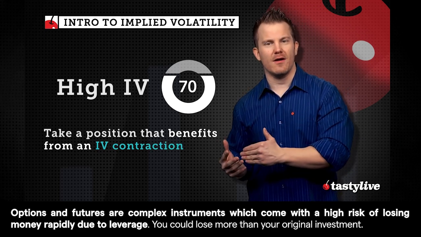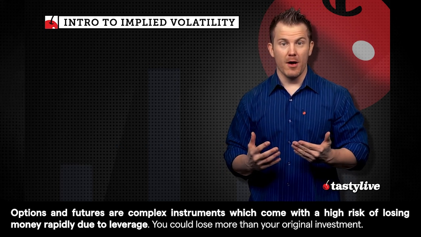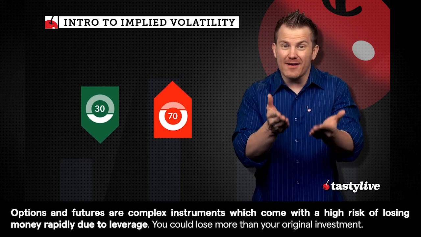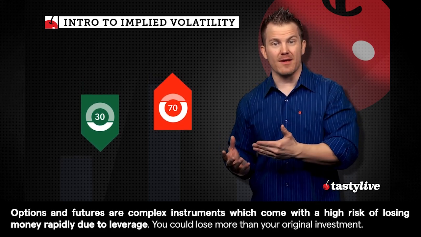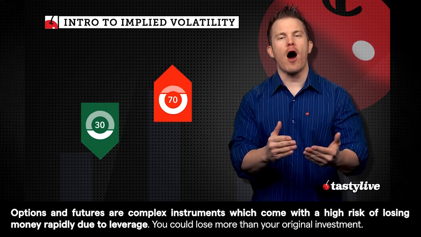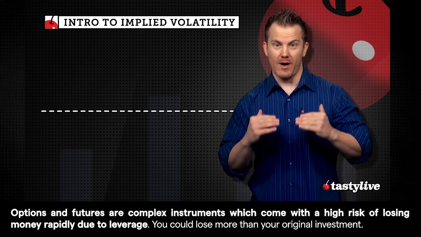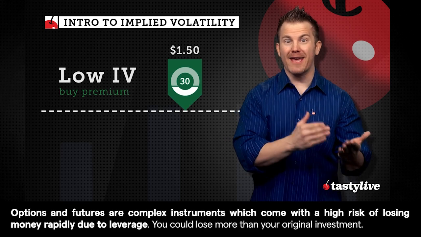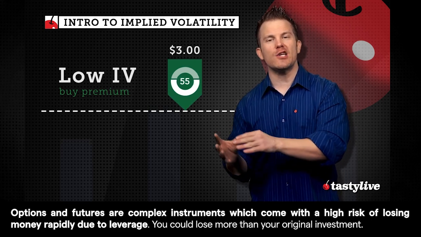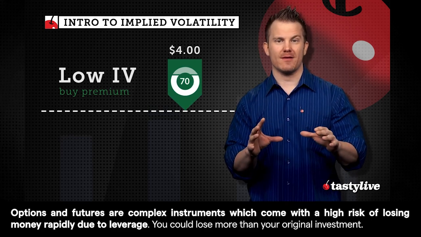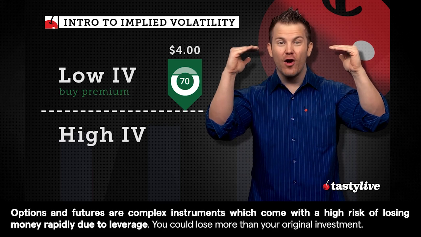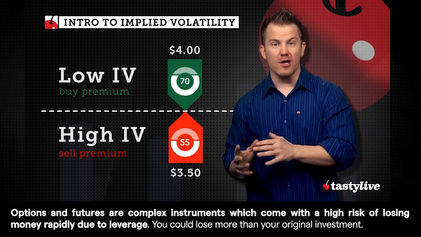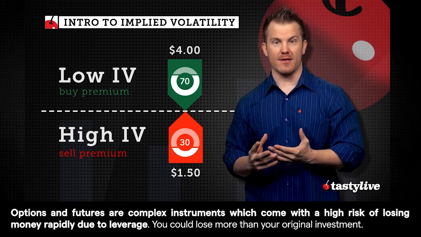Remembering the relationship between the buyer and the seller of the option contract and volatility's relationship with option prices leads us to one of our core principles. When IV is lower, we prefer to buy premium, hoping an IV expansion will lead to higher option prices. When IV is higher, we prefer to sell premium, hoping an IV contraction will lead to lower option prices.